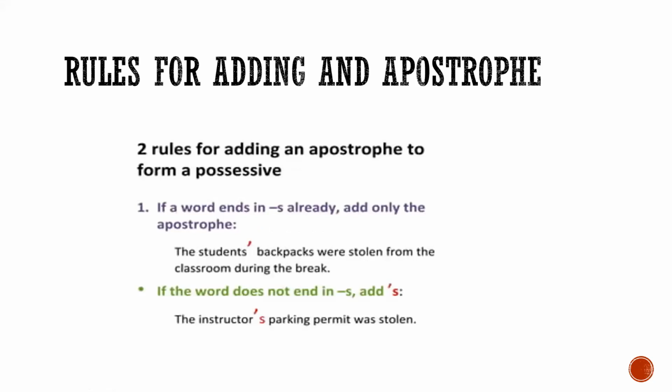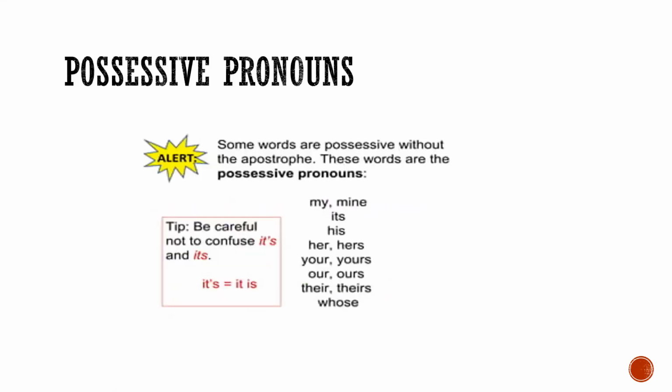So here are some examples. If the word does not end in S, it is: the instructor's parking permit was stolen. So that's different. You see that. Then possessive pronouns. Some words are possessive without the apostrophe. So take note of that. These words are the possessive pronouns: mine, its, his. It doesn't mean after his, I'm going to put an apostrophe. No. Hers, yours, ours, theirs, whose. No. Be careful not to confuse it's and its. It's means it is. So be careful about those words.